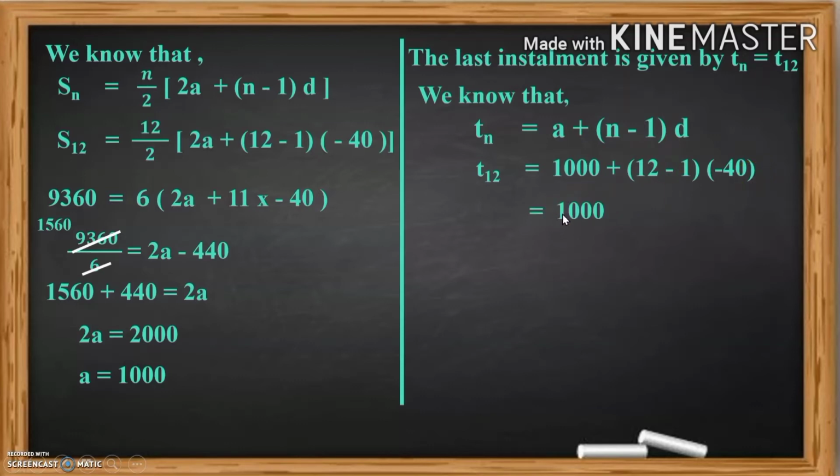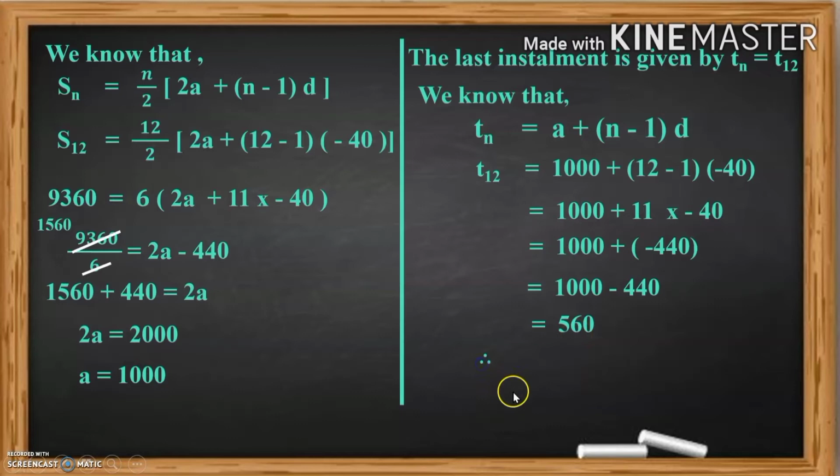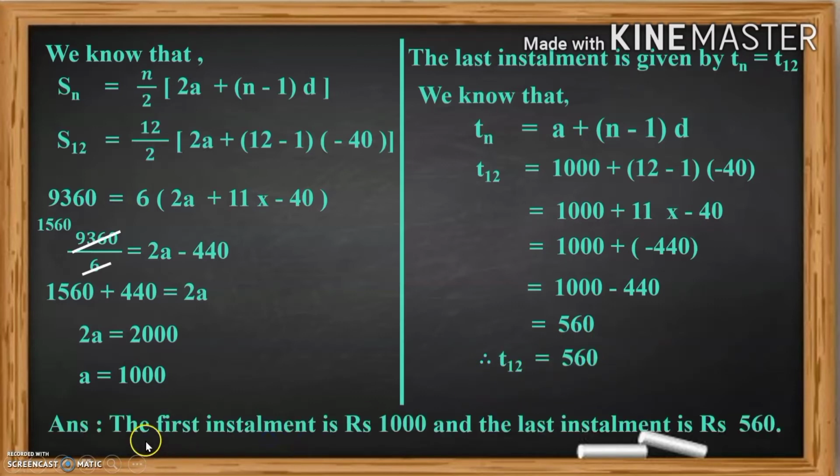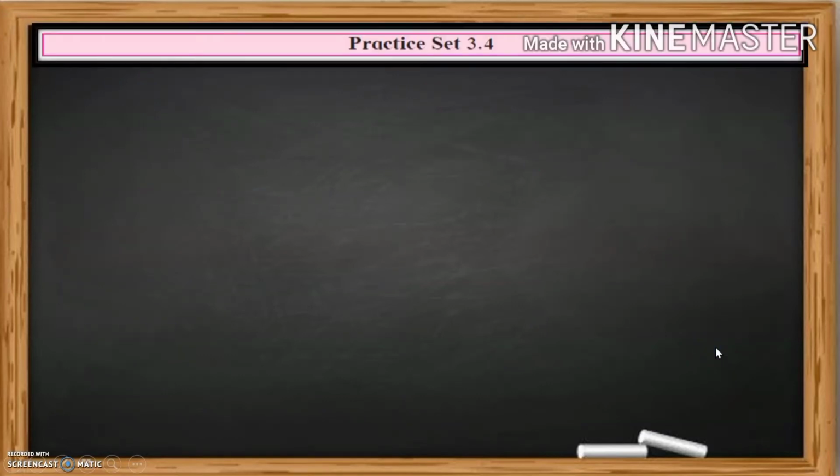So we will get 1000 plus 11 into minus 40, which is equal to 1000 minus 440, that is equal to 560. So we get T12 is equal to 560. So we know that the first installment is rupees 1000 and the last installment is rupees 560. Hope this is clear, students. Let's go to the next question.